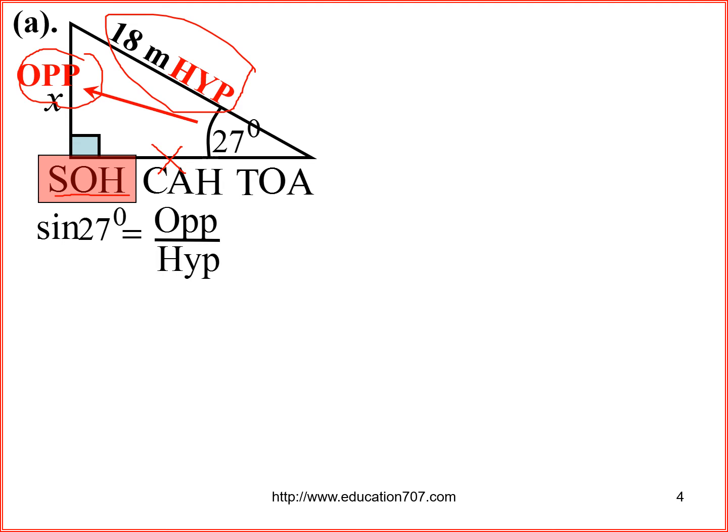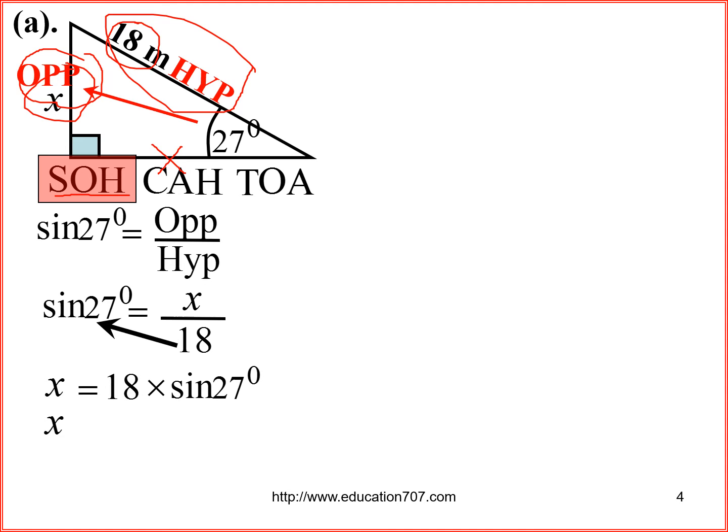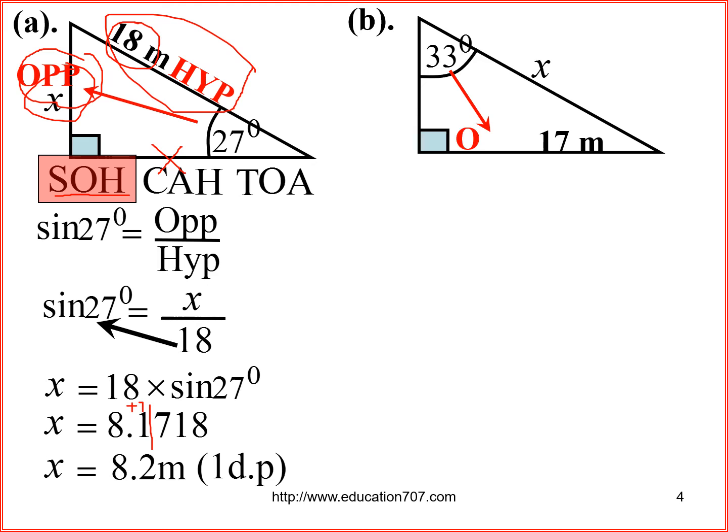So sine of angle is equal to opposite over hypotenuse. Sine 27 is opposite x over hypotenuse 18. So sine 27 is x over 18. So we cross multiply: x is 18 times sine 27. Using a calculator, we obtain x is equal to 8.1718. So to 1 dp, x becomes 8.2.